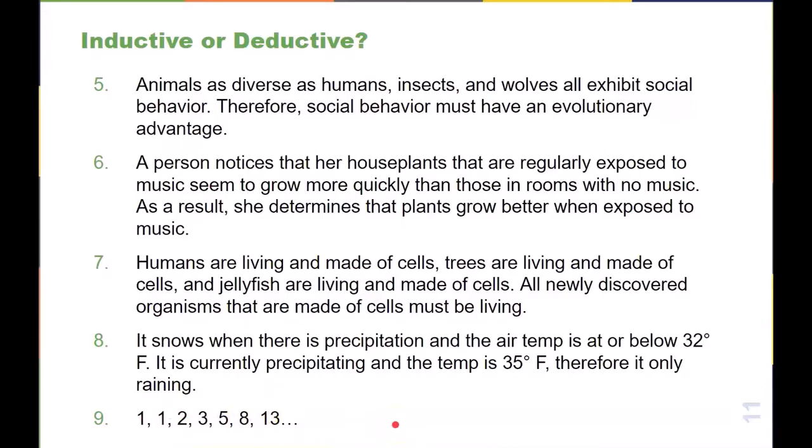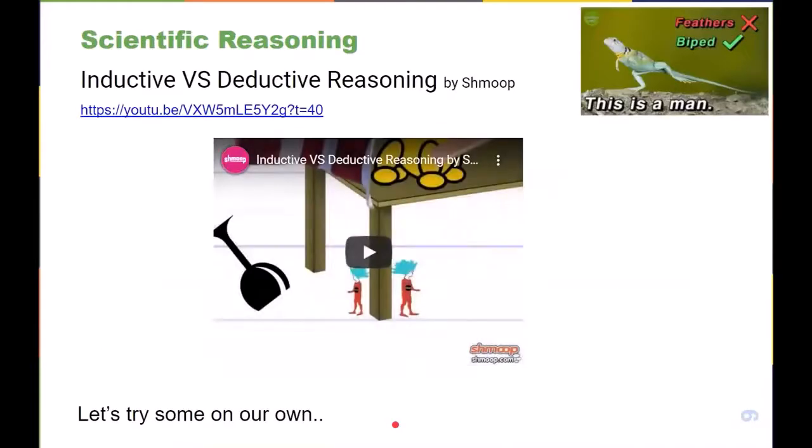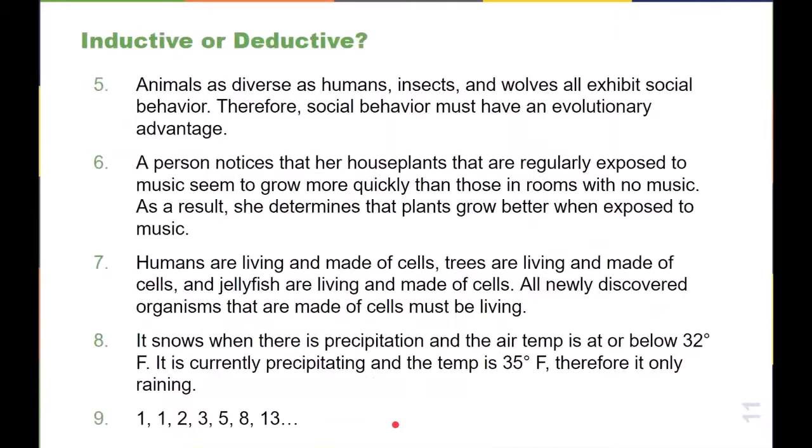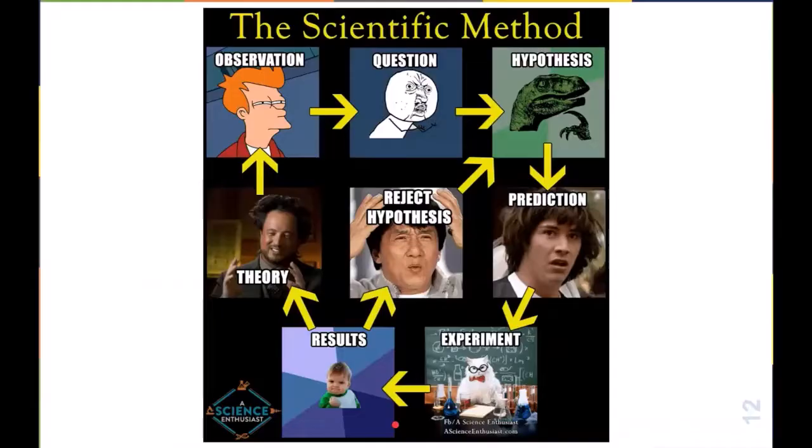If those didn't seem that difficult to you, there are some harder examples in the textbook. And if you need to review those again, go back over. You can watch that video on this slide here. That might help you.